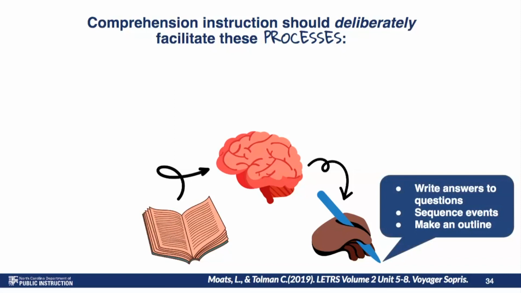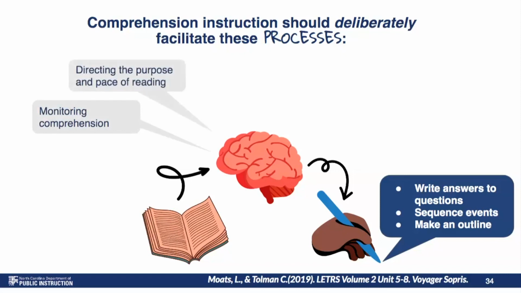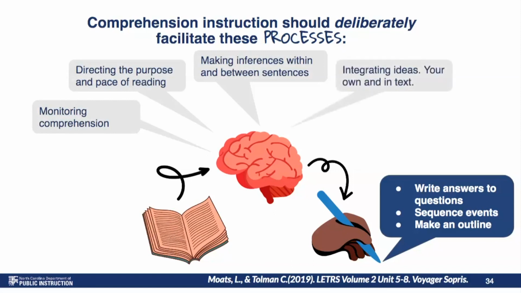These are the physical outcomes that teachers can see to tell if the student actually understood what they read. But in order to create these products, students have to use comprehension processes in their minds. So to support reading comprehension, teachers need to teach students to monitor whether or not they understand what they're reading, to notice the pace and think about the purpose of why they are reading, to be able to make inferences as they're going along and reading, to connect ideas from their own experiences and within the text, and also to construct the mental model of the text.